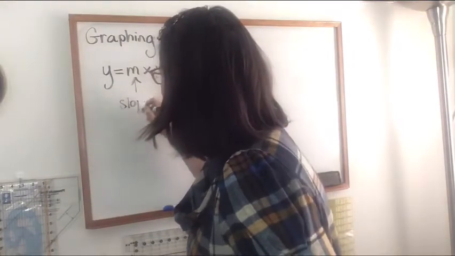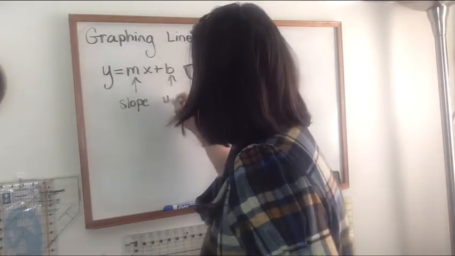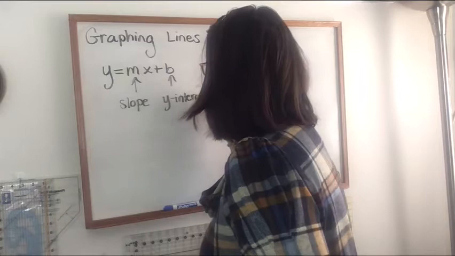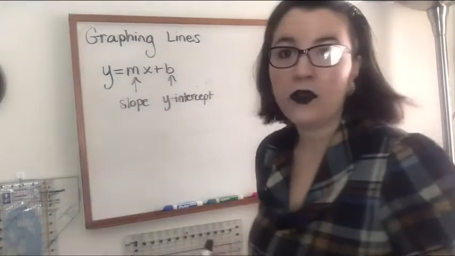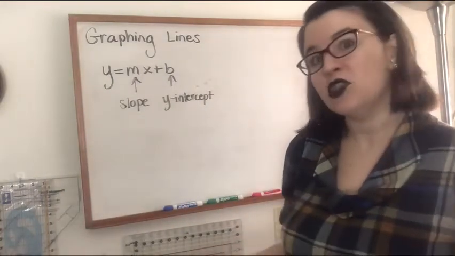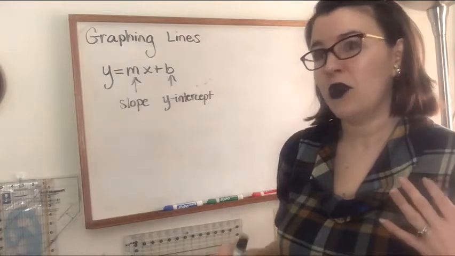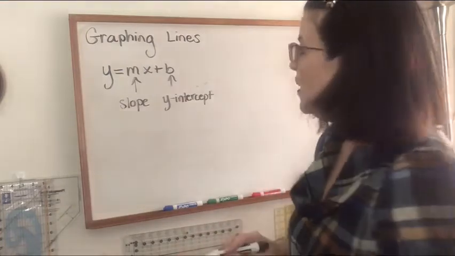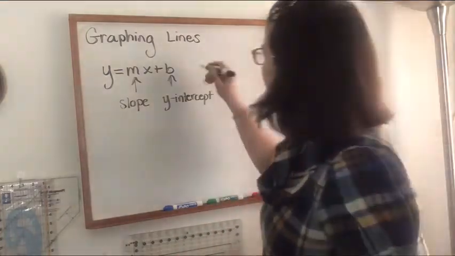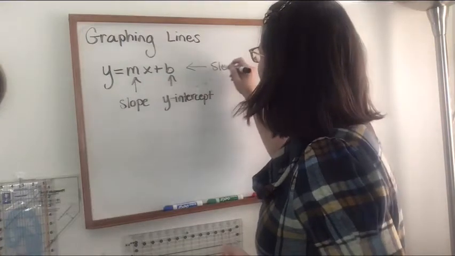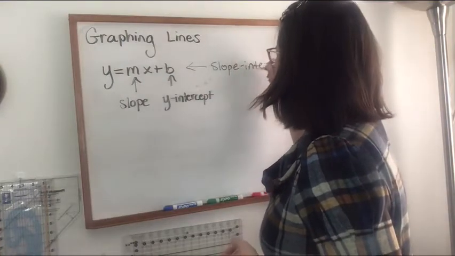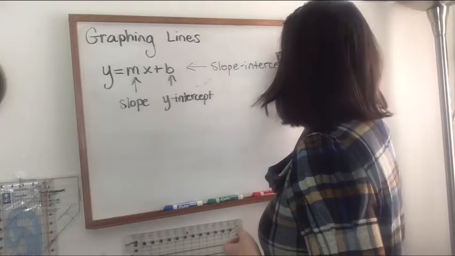The reason that it's called slope-intercept form is because math people, we are very not creative when it comes to naming things, which I think is good. I think the more names you have that describe exactly what you're doing, the better off you are. This is called the slope-intercept form because it literally gives you the slope and the y-intercept.